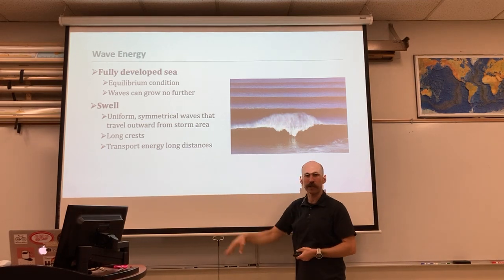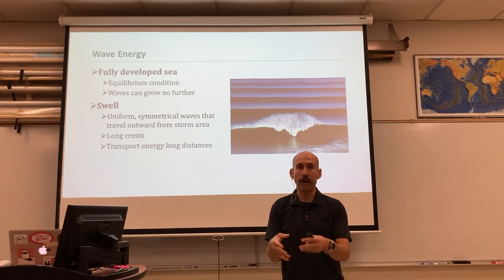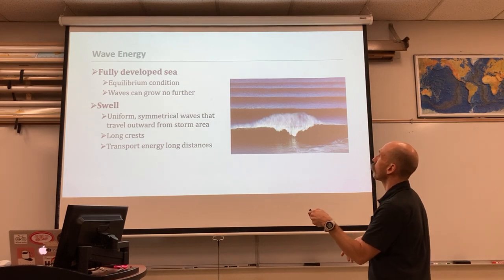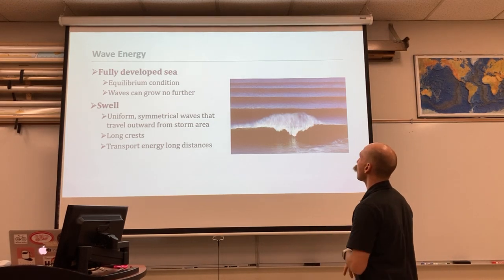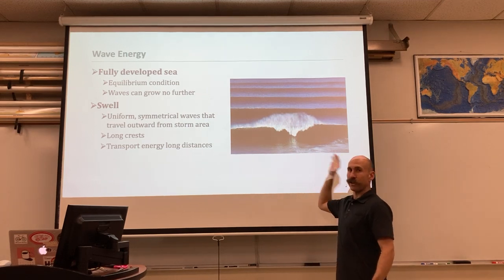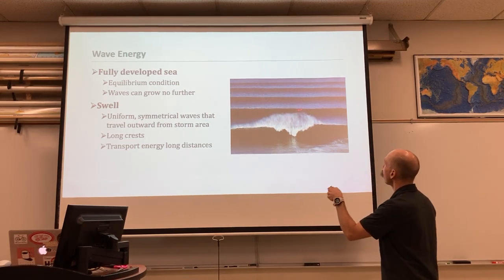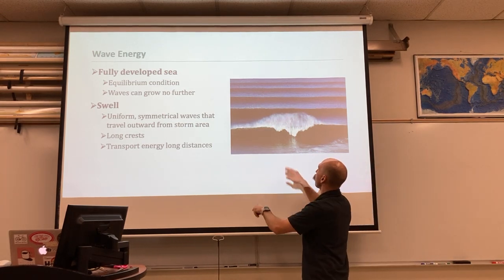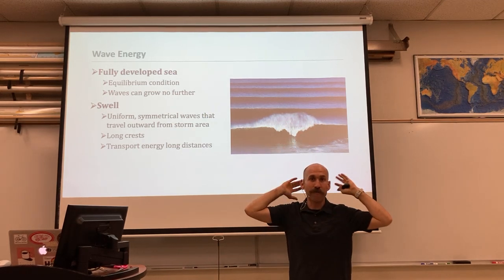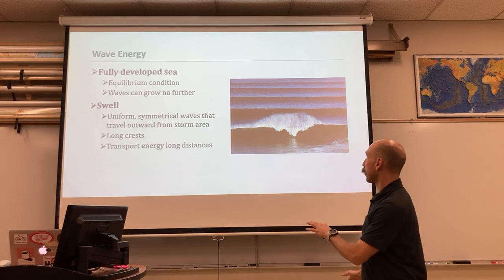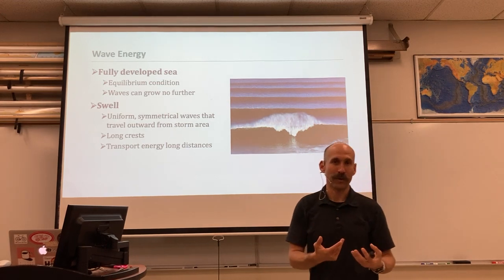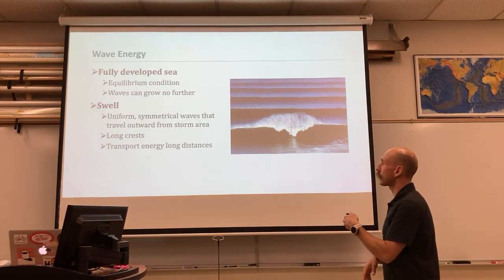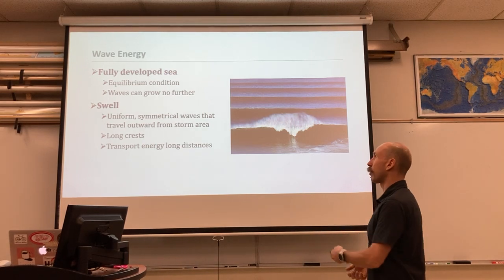So wave energy transfers through the sea. Waves are created in the sea area. And then from there, they reach an equilibrium condition where the waves can grow no further, and then they travel. They travel outward through what are called swells, uniform, symmetrical waves that travel outward from the storm area. They have very long crests, and they move very long distances. Now, when these swells intersect with beaches, these are some of the waves that are really, really nice to surf because they change from deep water waves into transitional and then shallow water waves.